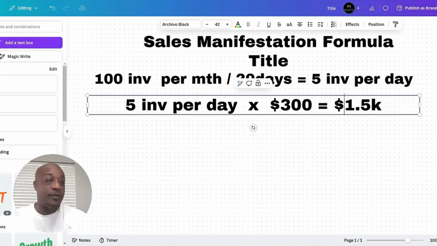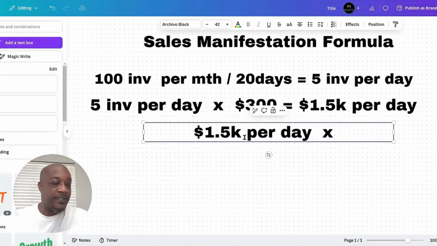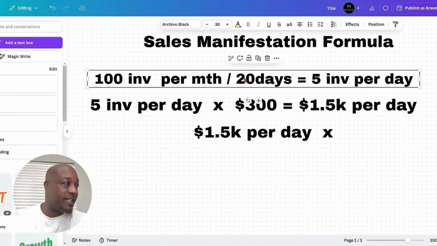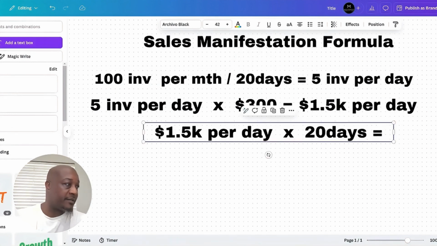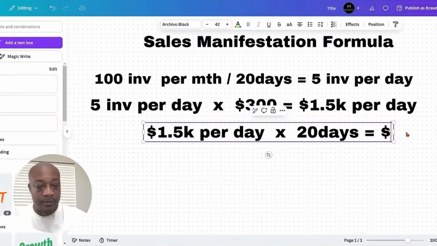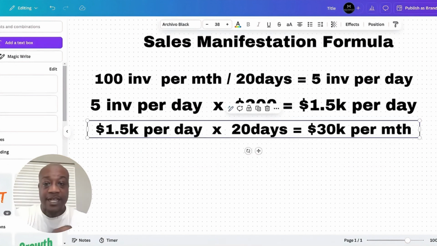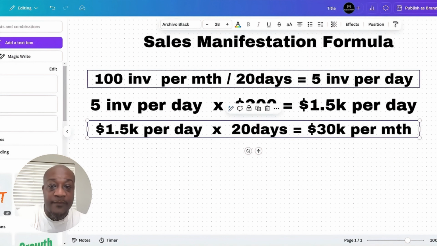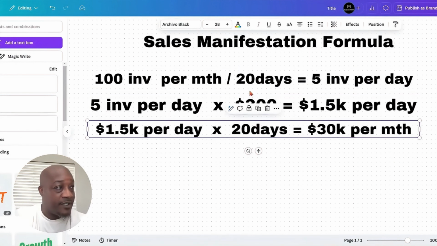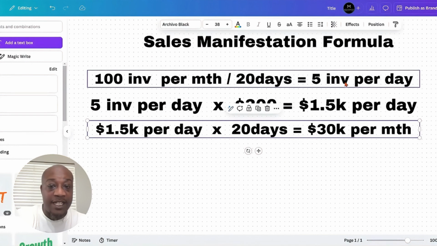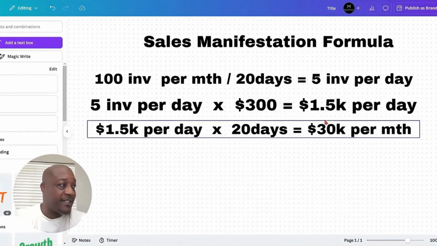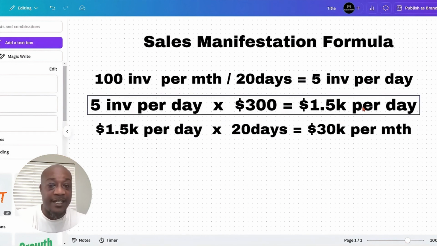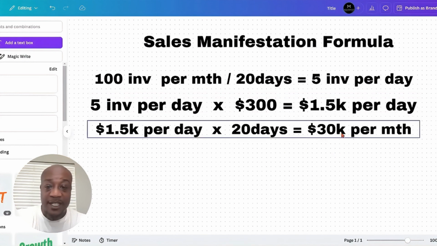So this gives you your daily quota. So $1,500 a day times the 20 days you work, and just to bring out the calculator, that's $30,000 a month. Now, with this being said, you need to convert 100 new clients per month. So you divide that by 20 days to give you 5 new clients per day. 5 clients per day times $300 is what your price is. That gives you $1,500 a day. $1,500 a day times 20 days, you can make $30,000 a month.